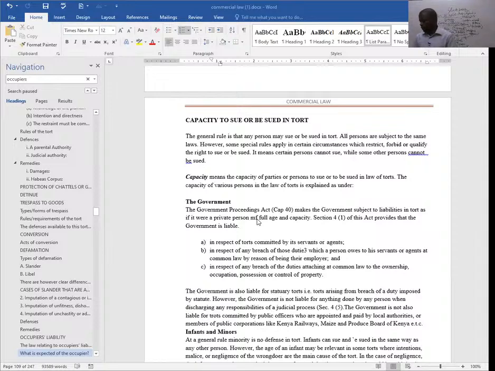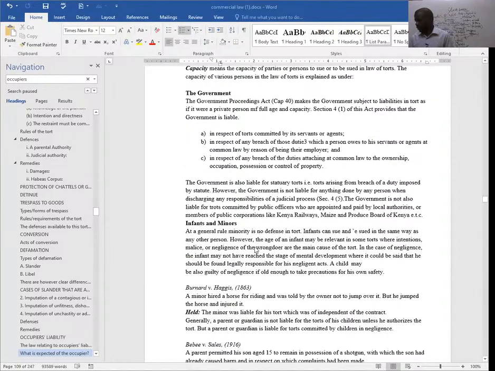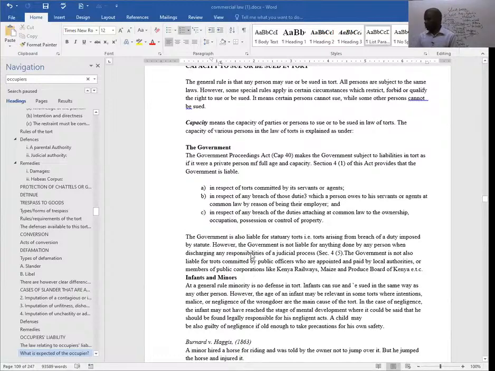So infants and minors, do they have the capacity to sue or be sued under tort? As a general rule, minority is no defense in tort. Infants can sue or be sued in the same way as any other person. However, the age of the infant may be relevant in some torts where intentions, malice, or negligence of the wrongdoer are the main cause of the tort. So you can see that under certain torts, it doesn't matter whether you have attained the age of majority or not, an infant or a child can still be held responsible.